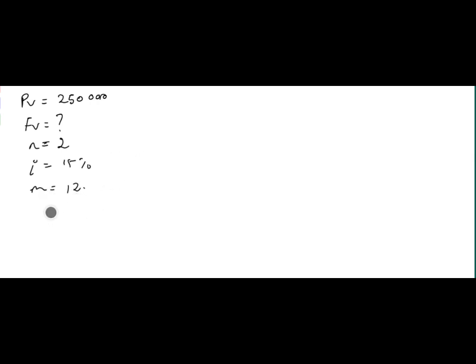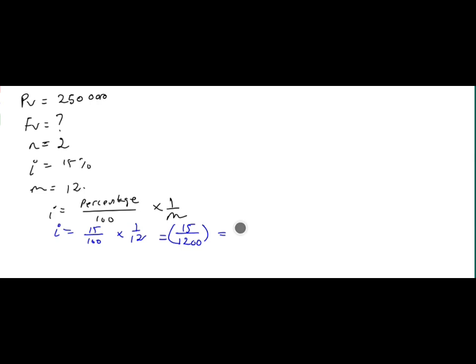So the way you convert I is that you will have the percentage, divided by 100 multiplied by 1 divided by the term. So for this example, I will just be 15 divided by 100 multiplied by 1 over 12, which is 15 out of 1,200. Now you can leave it in fraction form, but I actually prefer decimal form, and that's going to be 0.0125. That's my value of I.